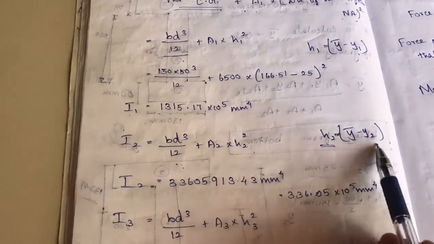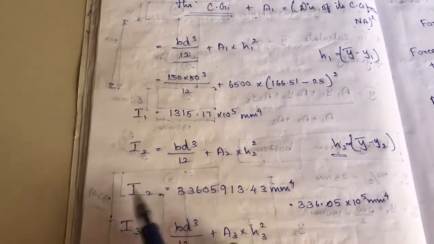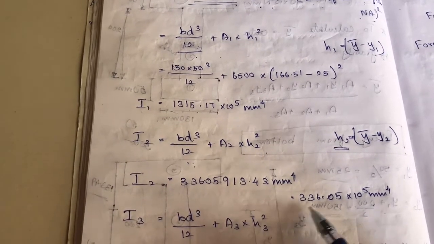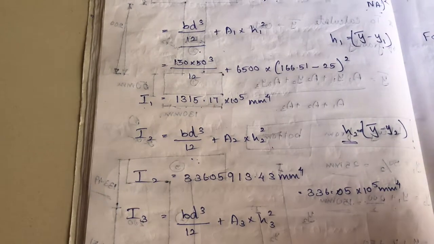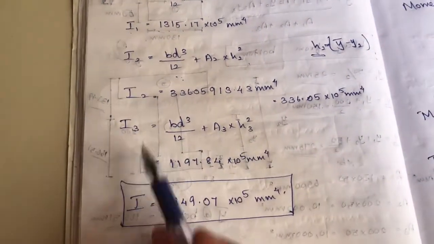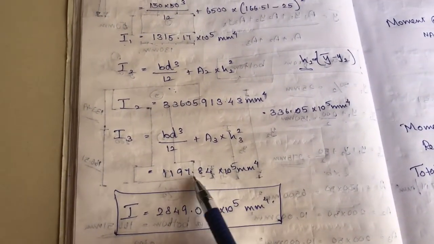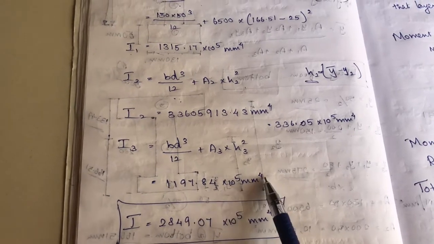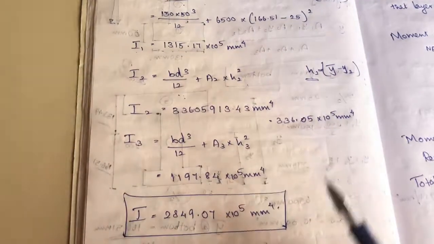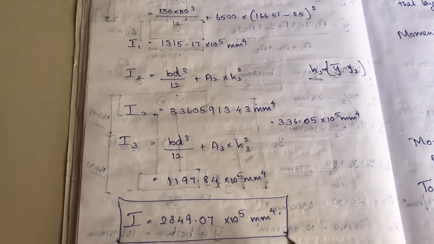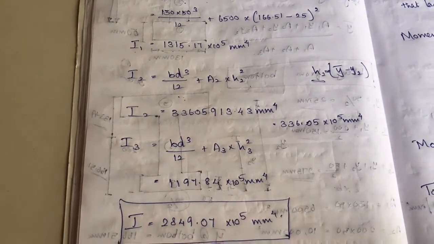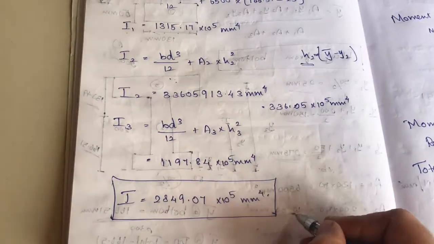So if you substitute all the answers, you get 336.05 into 10 power 5 mm4. In the same way, I3 will be 1197.84 into 10 power 5. So just add all the things and you will get the answer as 2849.07 into 10 power 5 mm4. So the second part is finished.